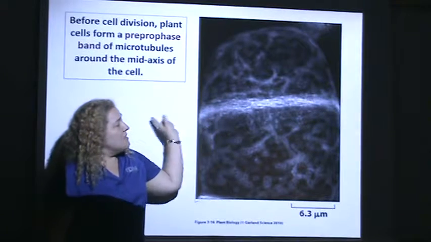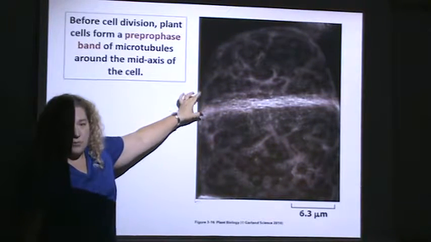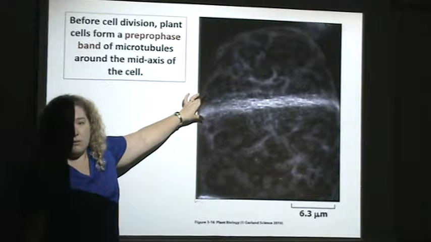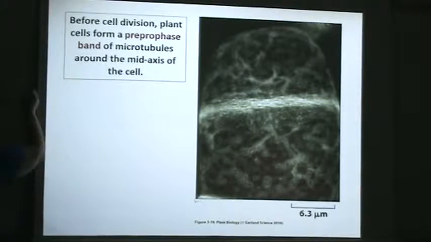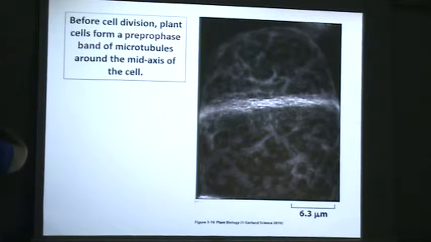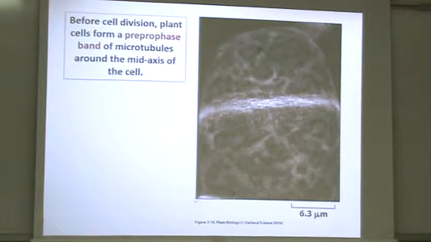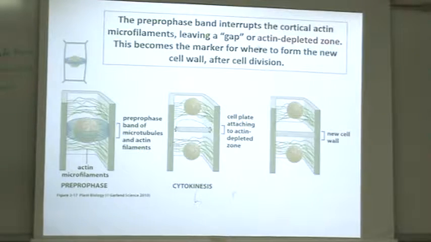And so this is a ring of microtubules that's forming around the inside axis of the cell. So that pre-prophase band is made out of microtubules. It's made from microtubules. And it forms in a place that is depleted of actin.